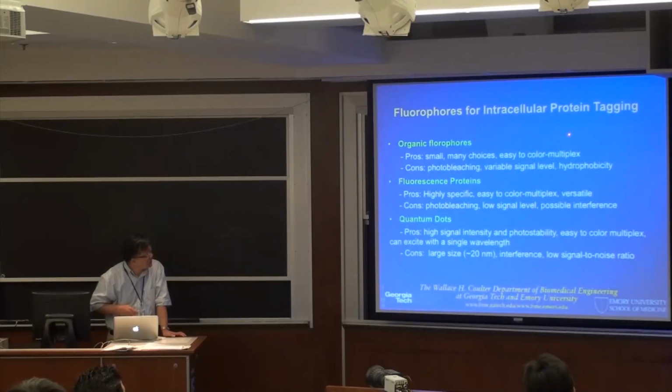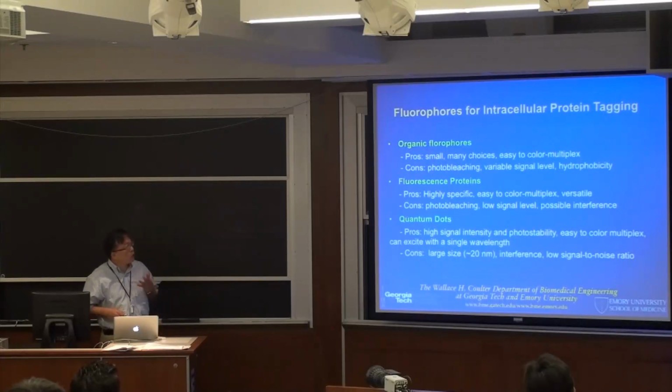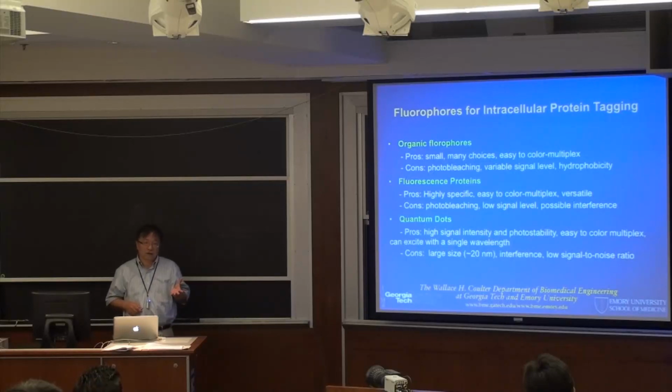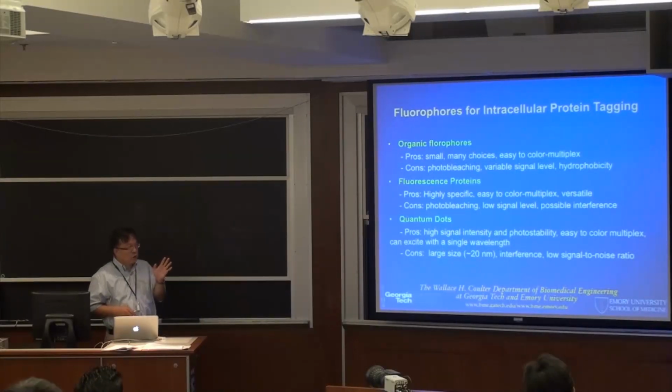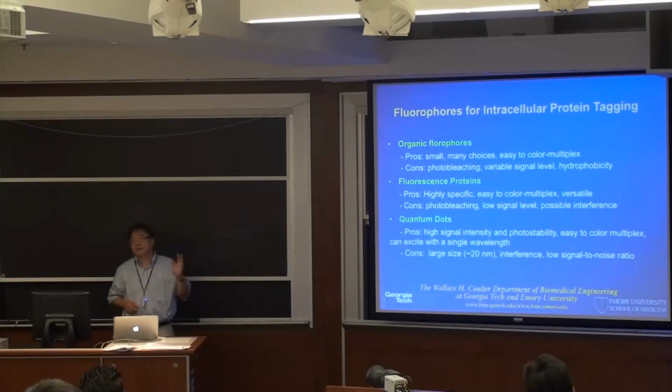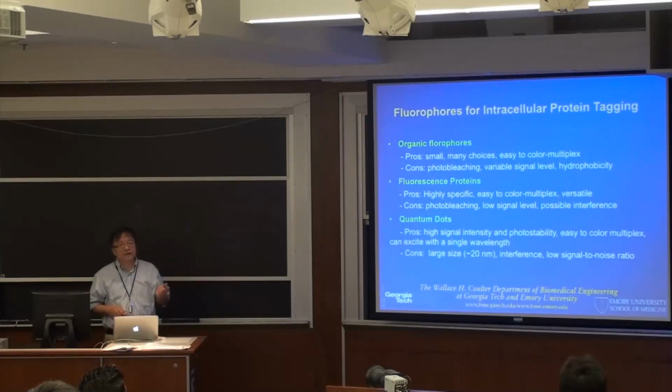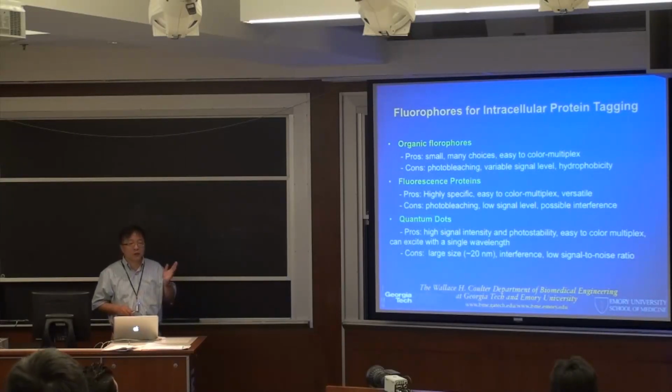As I mentioned, there are different ways to tag intracellular proteins, but there are pros and cons. For example, if you use fluorophores, the good thing is that they are small and you have many choices. You can choose the dye you want. The biggest issue is actually photobleaching, because if you try to follow dynamic processes in a living cell and you need to visualize the process for, let's say, a few minutes, the fluorophores typically photobleach quickly. For some of the dyes we typically use, the fluorescence intensity can be reduced by 90% within 1 minute, right?